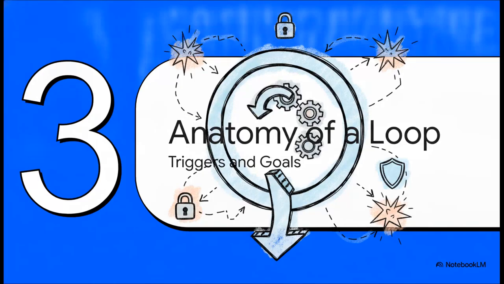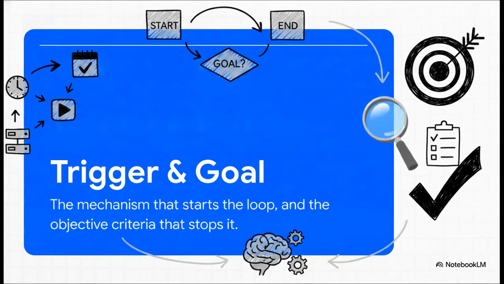Section 3. Let's break down the anatomy of a loop, specifically triggers and goals. Okay, if you want to actually build one of these autonomous workflows, you really need to understand the basic anatomy, because without structure, an AI loop is just going to spin out of control and burn through your resources. Every loop relies on 2 fundamental anchors, a trigger and a verifiable goal.